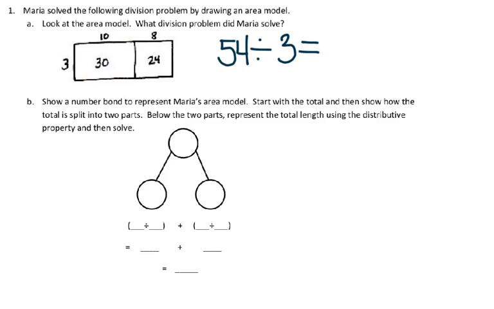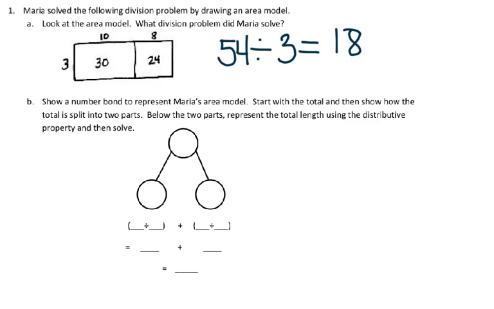Okay, and I know what the answer is there because I can look at the top and I have 10 and 8, and those two sections together, 10 plus 8, would be 18. So 54 divided by 3 is 18.